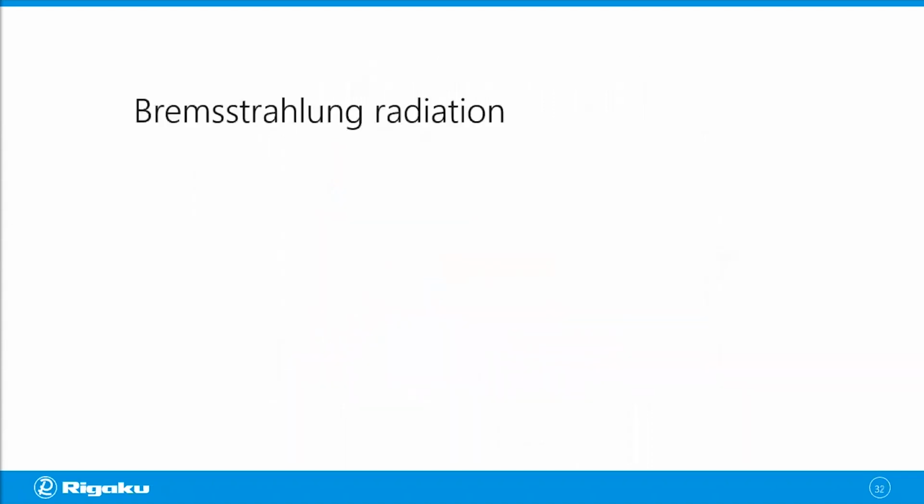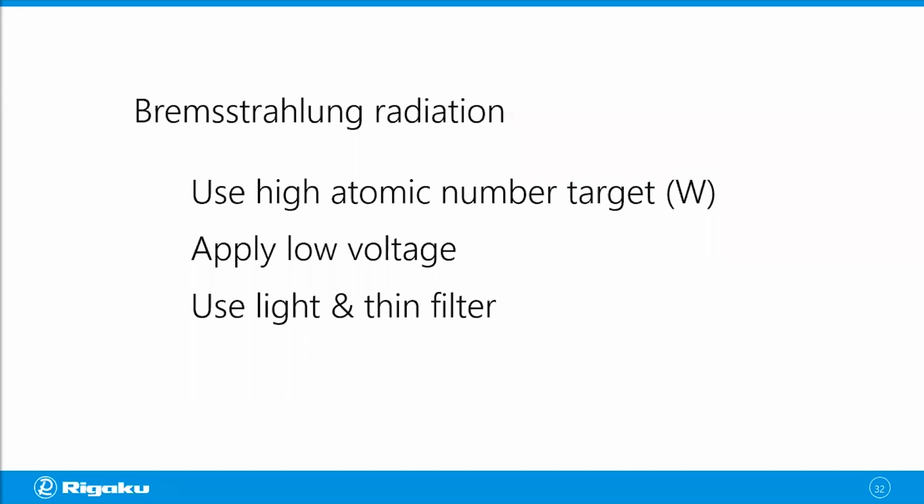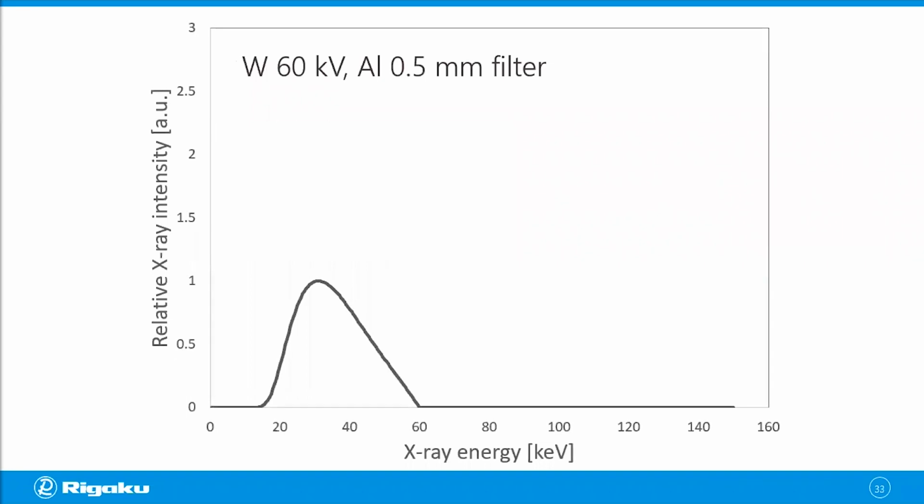To summarize, if you're using Bremsstrahlung radiation, you can use high atomic number targets such as tungsten, and you apply low voltage and you use a light and thin filter to get low energy. For example, if you have a tungsten target, apply 60 kV and put a 0.5 millimeter aluminum filter, your energy distribution looks like this, and your peak energy is about 30 keV. You have a relatively wide range of X-ray energy. Nonetheless, this is a pretty low energy X-ray you can use.